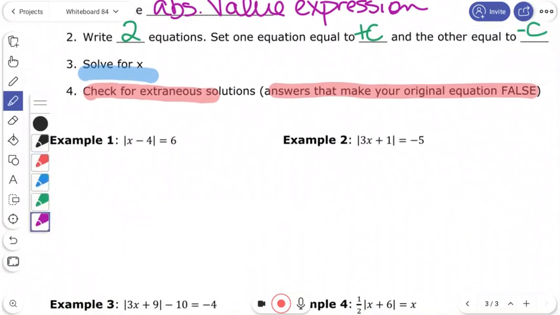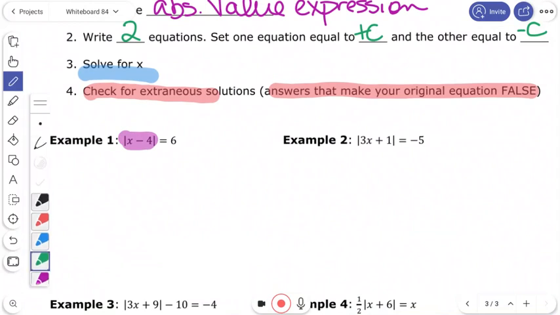Well, that expression is the absolute value of x minus 4. Is that by itself already? Yes, it is. So we're good. What does step 2 tell us to do? Step 2 tells us to write two equations.